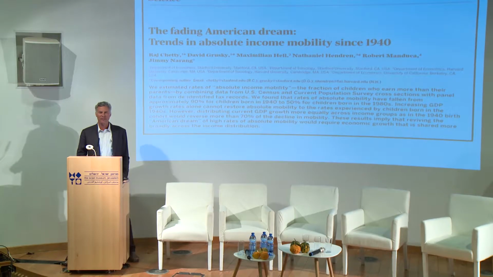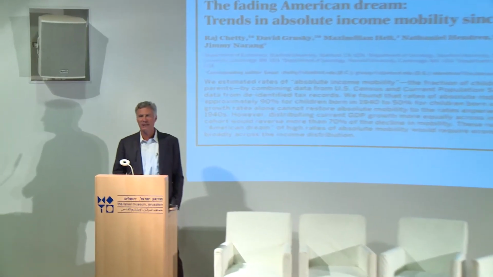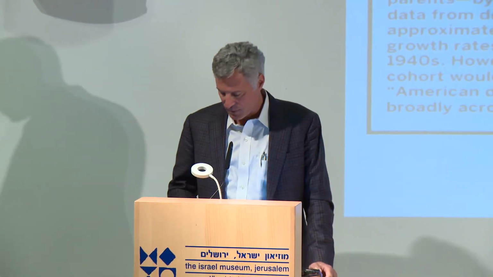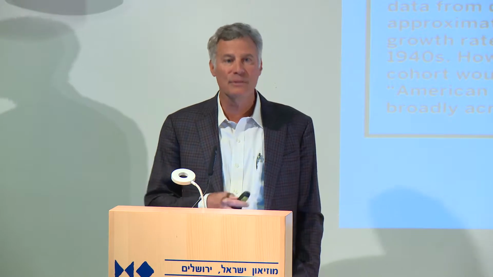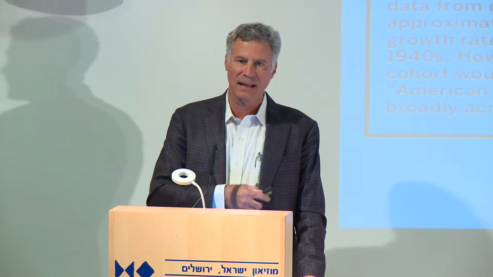Hopefully you're familiar with it. It was published in Science last week. And then I'll discuss the comment that Larry Katz and I wrote on the paper and throw in some other observations. The paper has a really simple, very appealing idea. The idea is to measure income mobility by absolute income mobility, meaning the fraction of people who earn more than their parents did at a similar age. And if you have micro data, this is very easy to calculate.